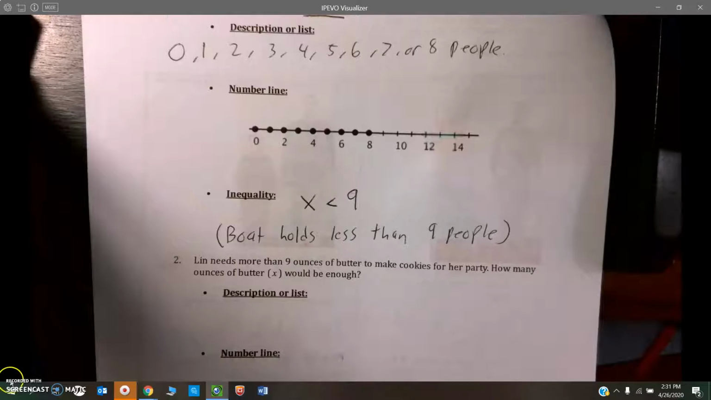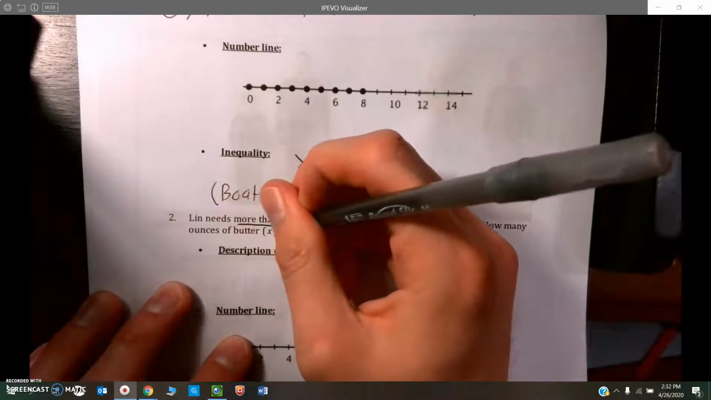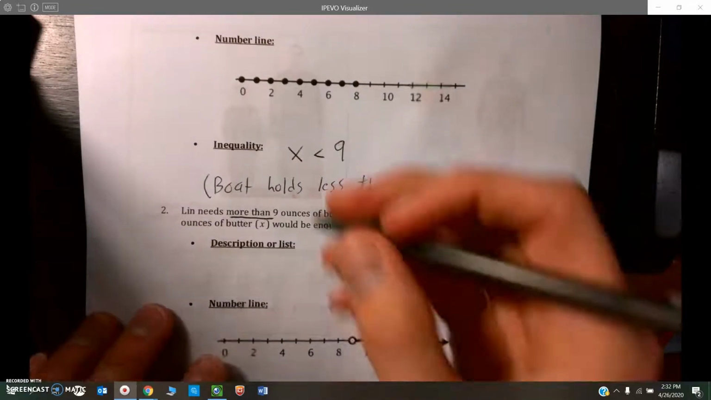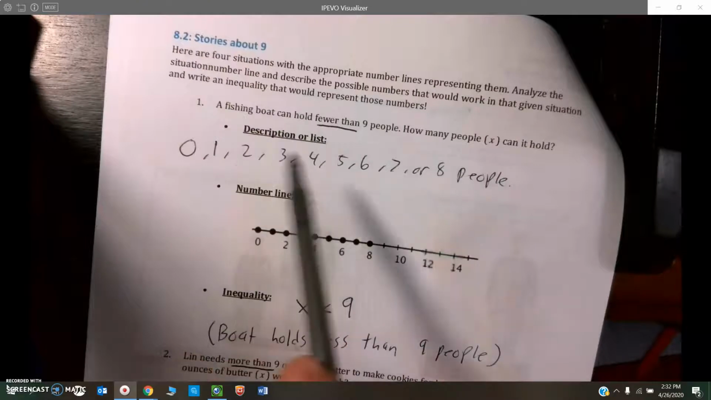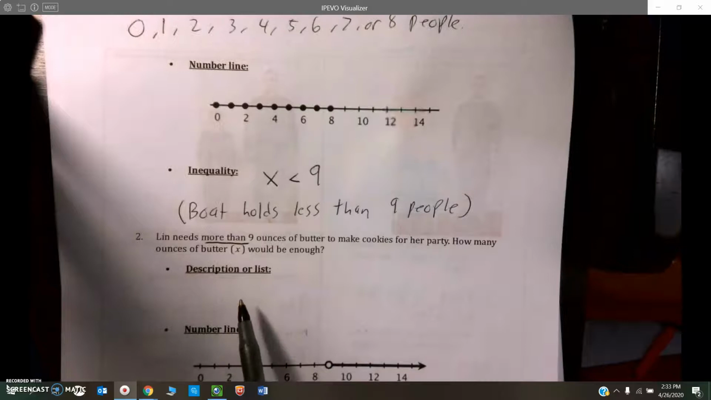Okay? So, for the next one, Lynn needs more than 9 ounces of butter to make cookies for her party. How many ounces of butter x would be enough? So once again, we're seeing the words more than 9 ounces of butter. So what would the description of the possible numbers be? So here you saw that I listed out all these numbers, 0, 1, 2, 3, 4. So, should I do the same thing here?